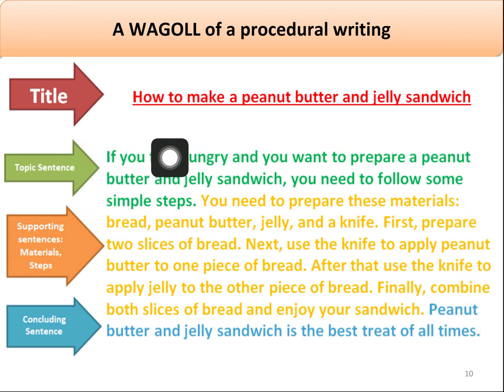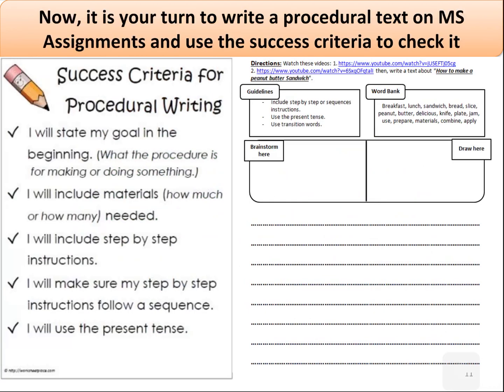All right, so I can see in my topic sentence the goal is stated, and then I have my materials and steps, and they're all in order. I have my transition words: first, next, after, finally, and at the end I have a concluding sentence. All right, so this is a good example of procedural writing.